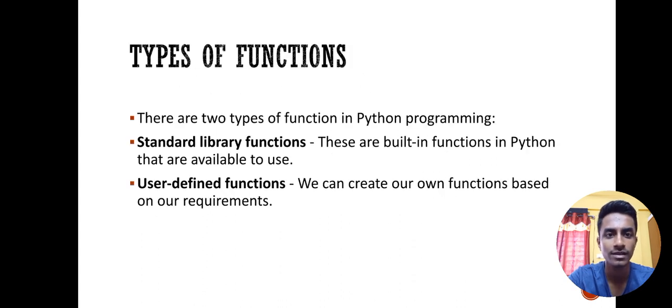Main types of functions. There are mainly two types of functions in Python programming. The first is standard library functions. These are the built-in functions that are available to use in the Python language. The second is user-defined functions, the functions that we can create for our own use based on our requirements.